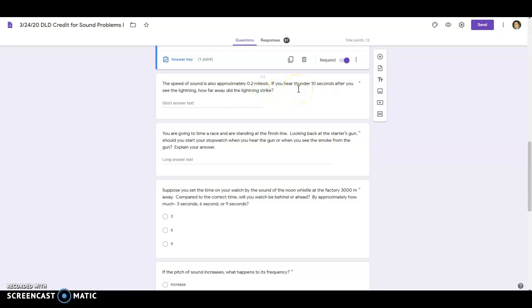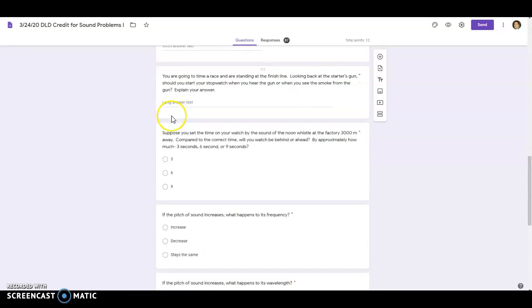Now for this form, we're not accepting any units, so if you put units, the form will initially mark that wrong. The score might look a little weird when I email this out, but the answer should be 2 miles. You should just type in the number 2 here.